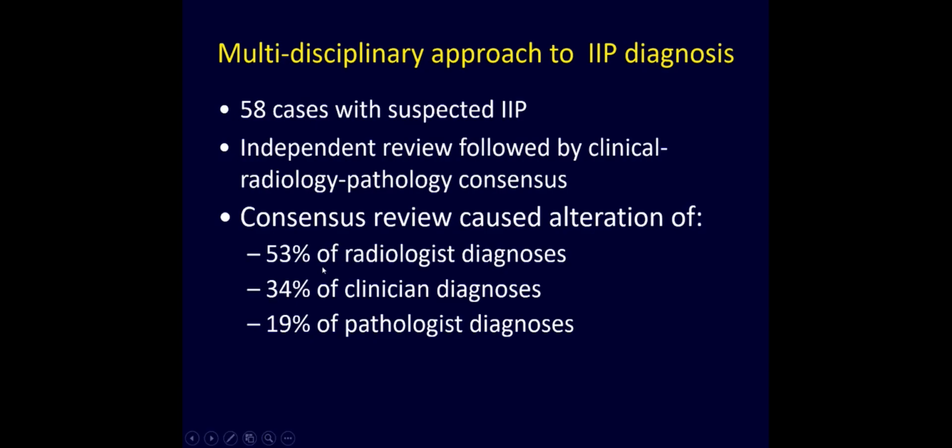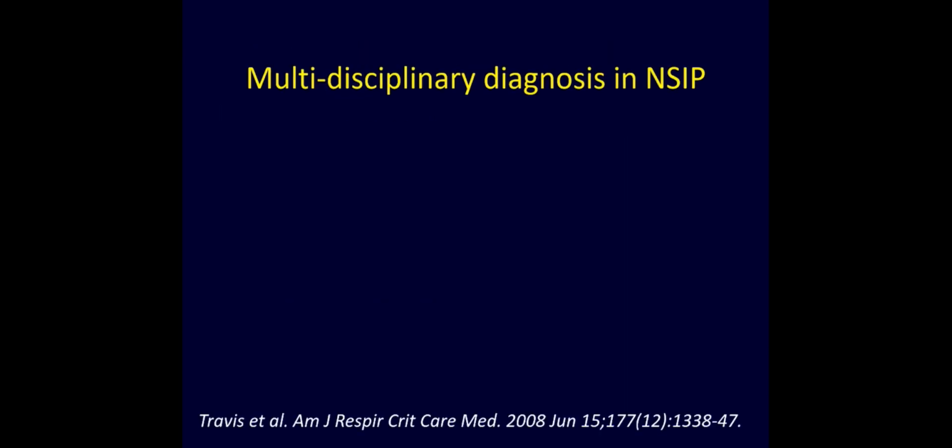And these were cases that had undergone biopsy. 34% of clinician diagnoses were changed, but that's because the clinicians actually had the CT scans as well as the clinical information. Here's the most important point to me: in 1/5 of the cases, the pathology diagnosis was changed on multidisciplinary review. So this is a condition where the pathology diagnosis may change and almost always based on imaging. Here's another example of this in a workshop of NSIP that I participated in quite a few years ago.